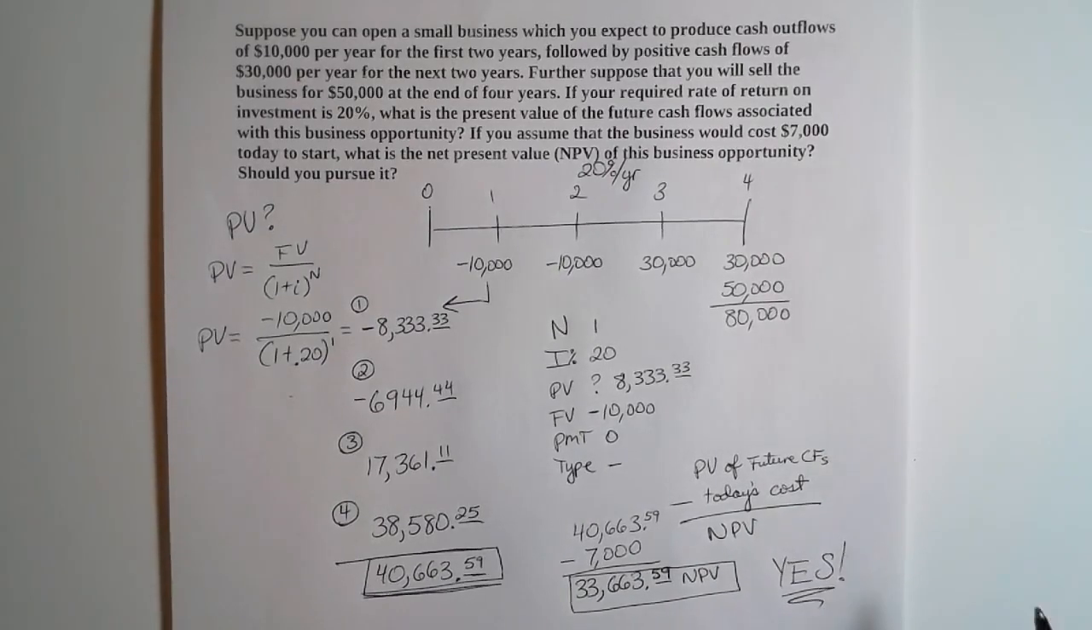Now, one of the questions you might have then is, well, what would be the maximum amount we'd be willing to pay? Well, if I think this is worth $40,663.59, the most I'd be willing to pay would be exactly what it's worth. So the most I'd be willing to pay would be $40,663.59, which would actually give me a net present value of 0. Now, the question you might have in the back of your mind right now is, well, wait a minute, doesn't that mean I'm not making any money? And the answer is no, you actually would be making money at that point.